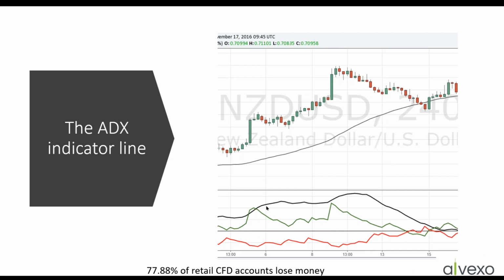So we see this in the black line here. The green and the red line are the DMI lines when it's combined with the directional movements. Like I said, I don't use the DMI lines. I use only the ADX.